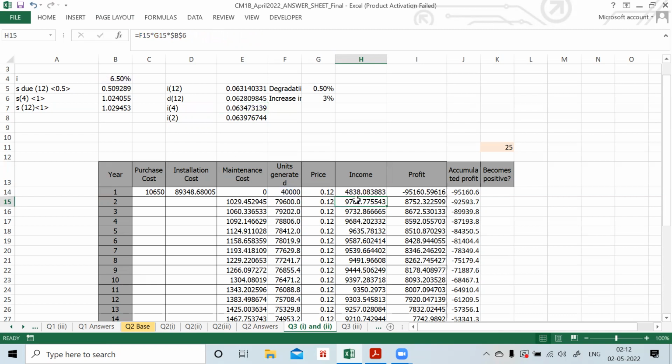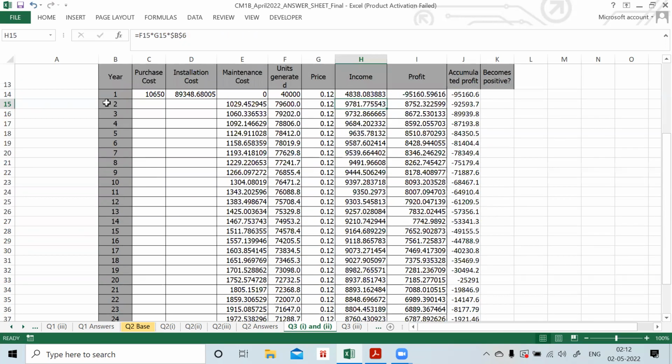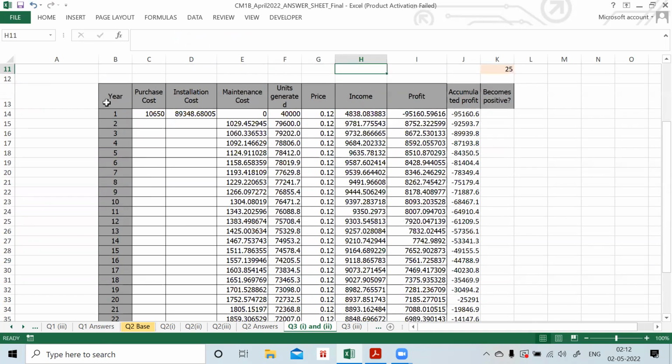For the next case onwards, full year payments will be done. So this 79600 is for the full year. This is nothing but 79600.12 into S41, which accumulates the value of quarterly payments at the end of each year. This will accumulate the payment at the end of each year, not at the end of the last year, but at the end of each year.